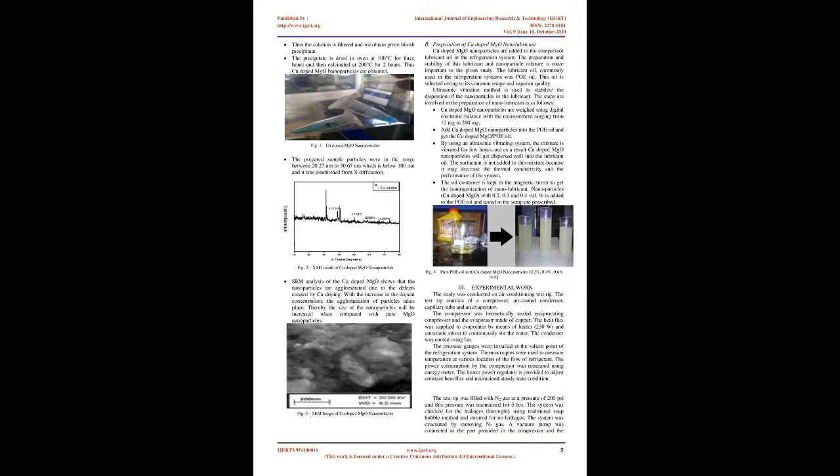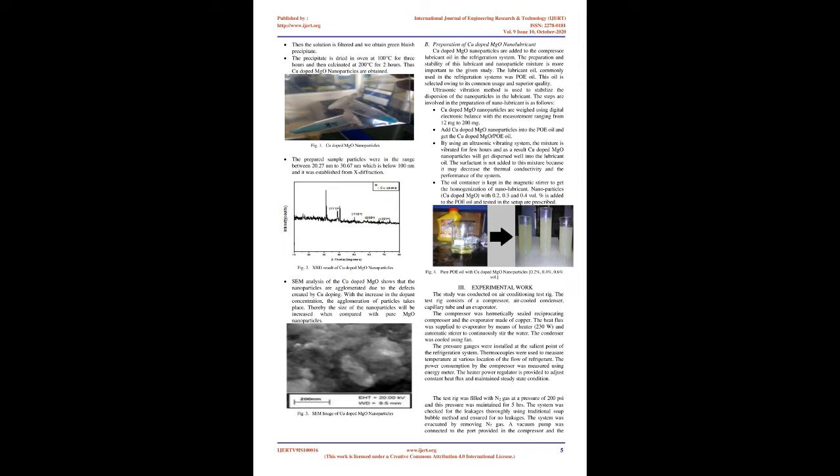B. Preparation of Cu-doped MgO nano-lubricant. Cu-doped MgO nanoparticles are added to the compressor lubricant oil in the refrigeration system. The preparation and stability of this lubricant and nanoparticle mixture is more important to the given study. The lubricant oil, commonly used in the refrigeration systems, was POE oil. This oil is selected owing to its common usage and superior quality. Ultrasonic vibration method is used to stabilize the dispersion of the nanoparticles in the lubricant.